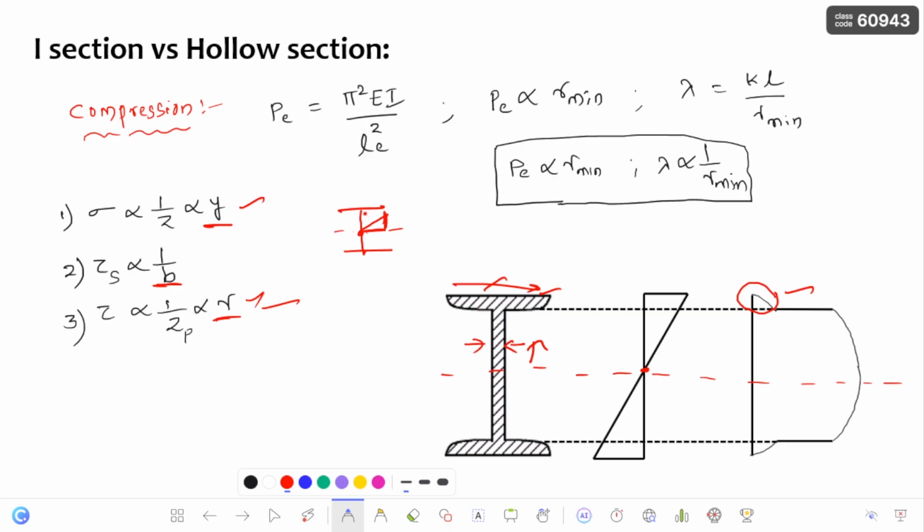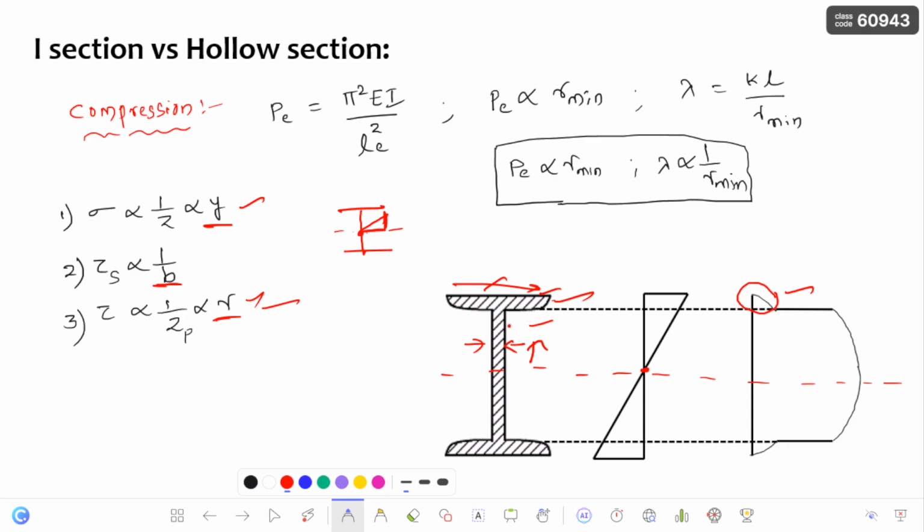So here you can say clearly that the I section is going to have high flexural strength because of the distribution of the area across the flange part, and it is going to have shear strength also, because the web is going to take the shear.